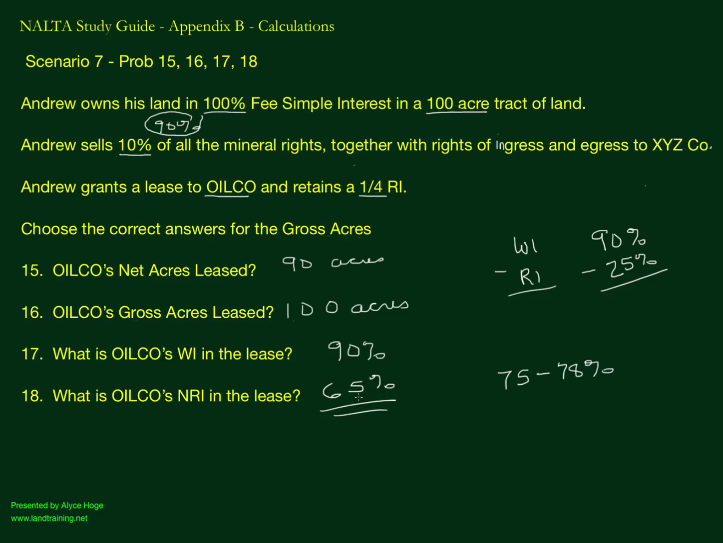So if we're looking at the answers to the problems, 15 is going to be B, 90 acres. 16 is going to be A, 100 acres. 17 is going to be 90, so that is B. And what is Oilco's net revenue interest? Well, we know it's this 65%, but they don't show 65% as one of our options. And so the answer is going to be E, none of the above, or can't be determined by additional information. Now let's move on to problem 8.